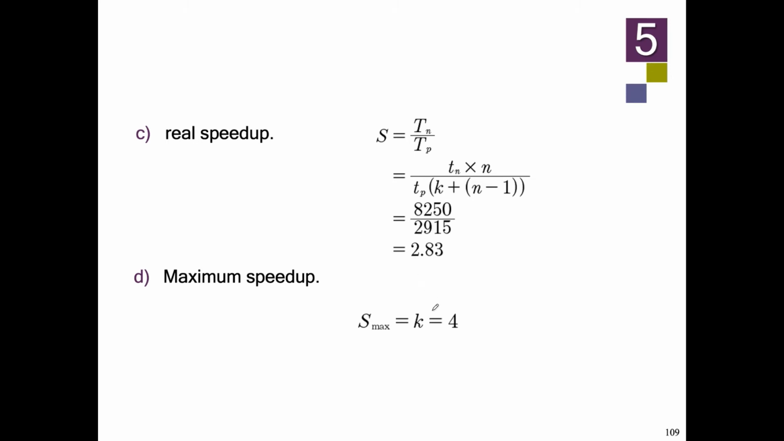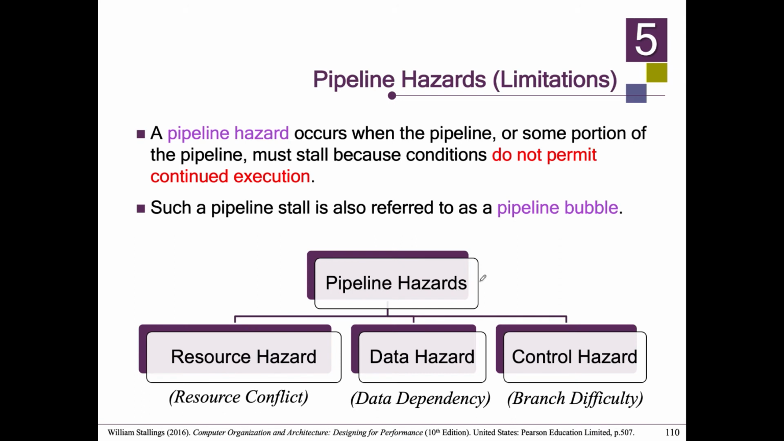You have another two to solve, which are maximum speedup and also your real speedup. So you reapply it into the equation and try to do all of this. Now, you already know about pipeline. Pipeline is good for you to minimize time, and there are a lot of other advantages.